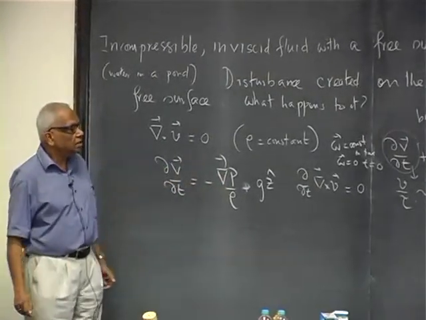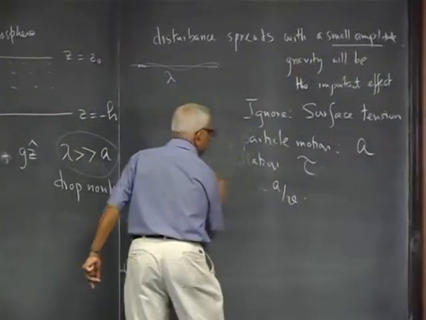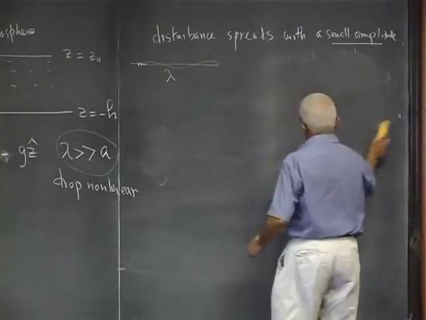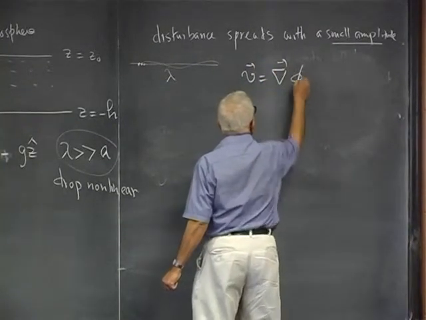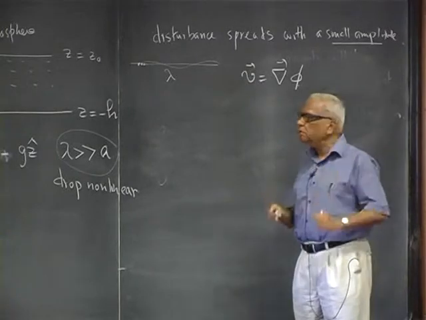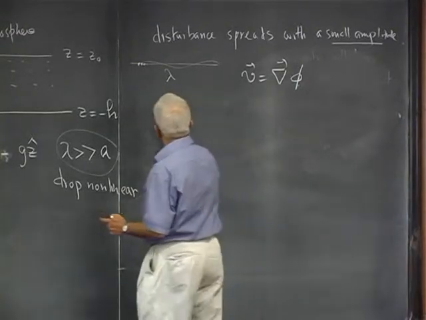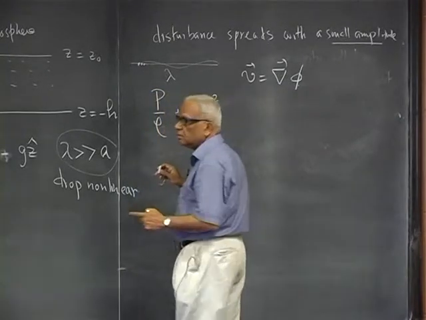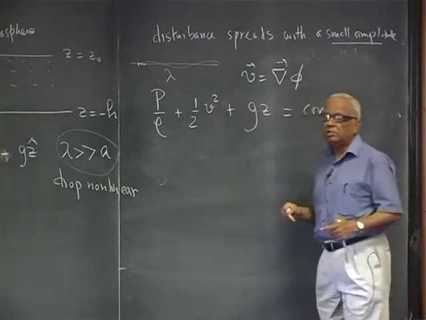So that makes our day, that I have a bona fide example of a potential flow. Great. I can now write down that V is equal to gradient of phi. So potential flow, V equal to grad phi. And now what is Bernoulli when V is equal to grad phi? What's Bernoulli going to be? Tell me. P over rho plus half V squared plus G Z equal to constant, right?